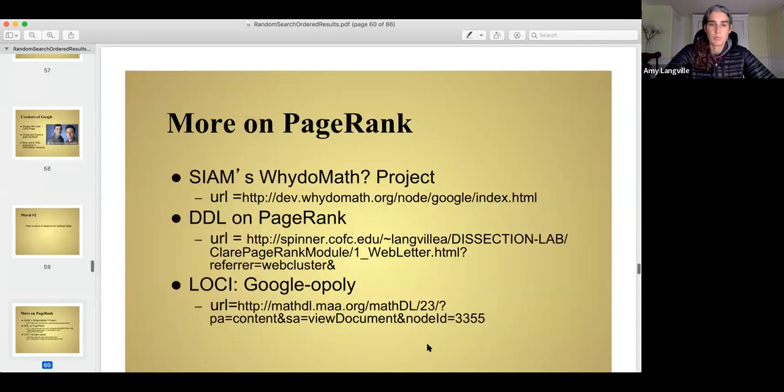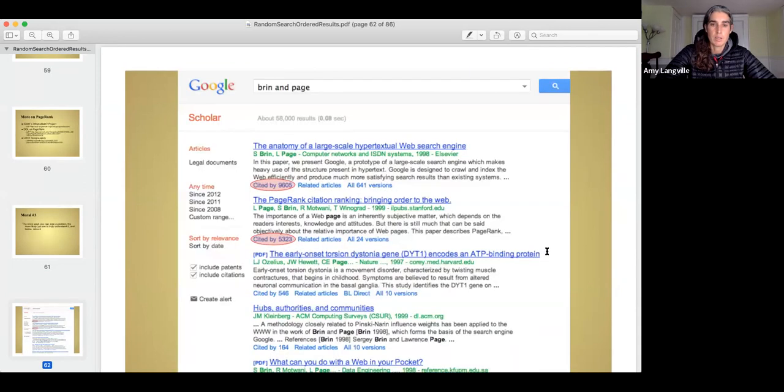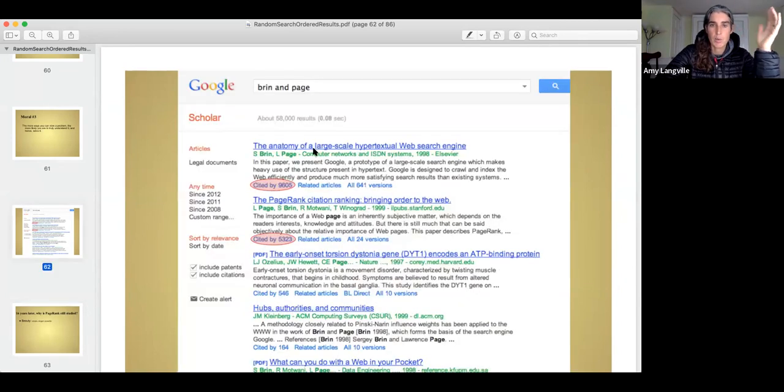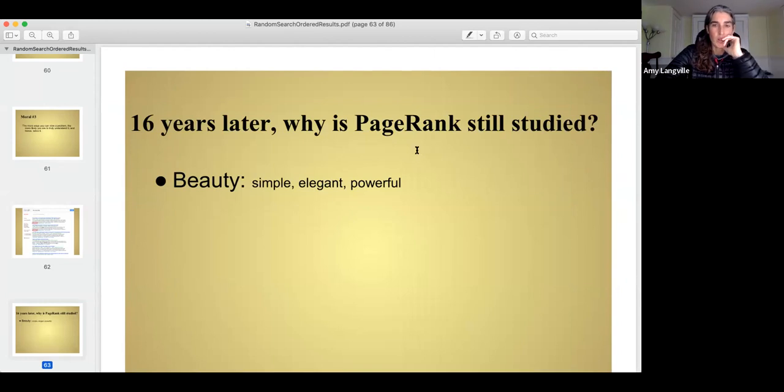A few more places you can go for resources. There's so much more. A few things at the end here. PageRank was introduced like 20-some years ago, and it's still being studied. There are hundreds of papers every year about it. So many papers about PageRank.